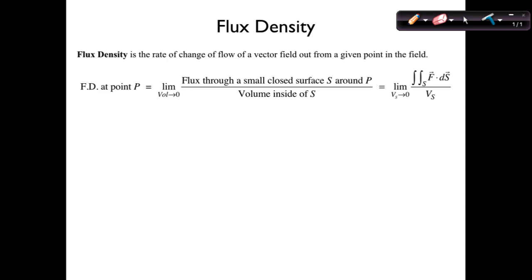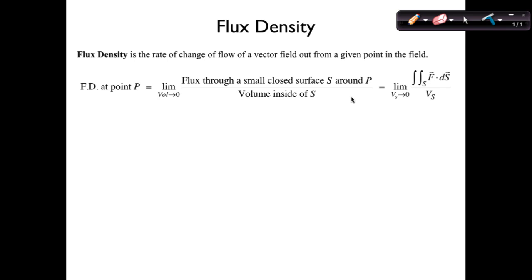So here's what describes that. Make sure you're not just copying words, but your brain is on. You're listening, okay? So flux density at a point P, we're going to look at the ratio of the flux of a small surface around P divided by the volume inside that surface. So that's where the density comes in.